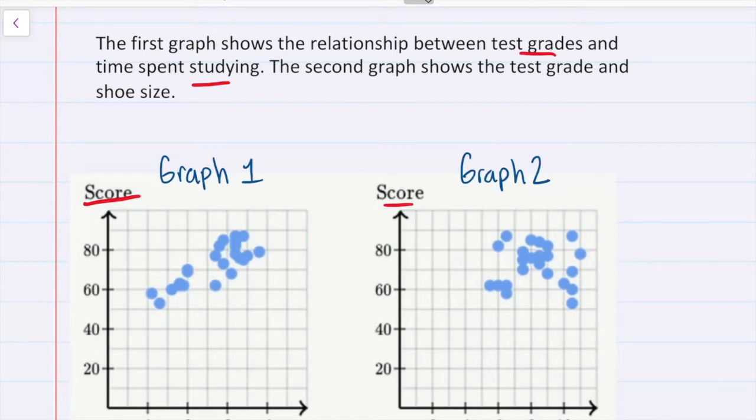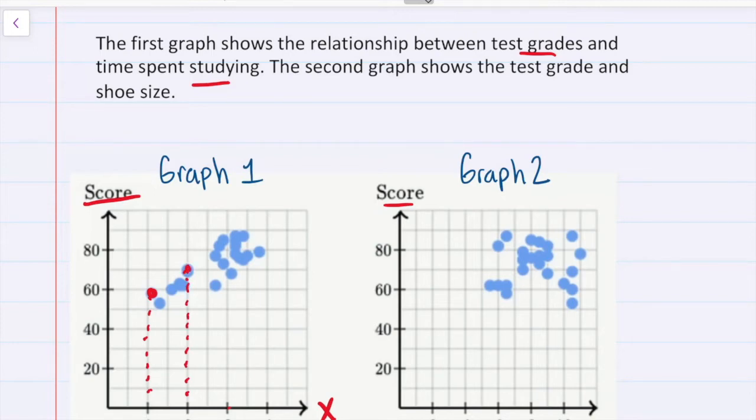So here's the first one. When my study time increases, so when I study 1 hour, when I study 2 hours, when I study 3 hours, look what happens to my test score. According to this graph, if I study for an hour, I get more or less like a 60%. If I study for 2 hours, I get more or less like a 70%.